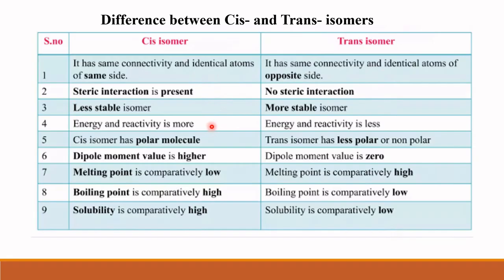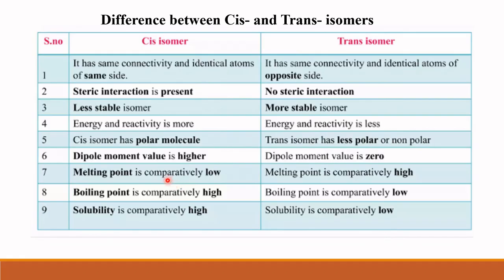Cis isomer has more energy and reactivity. Energy and reactivity of the trans isomer is less. Cis isomer is a polar molecule, whereas trans isomer is less polar or non-polar. The dipole moment value is higher for the cis isomer and the dipole moment value is 0 for the trans isomer.